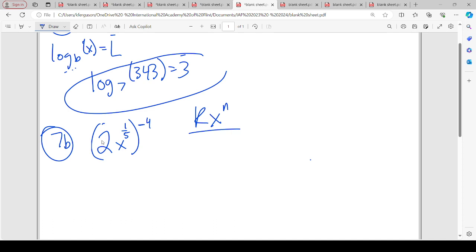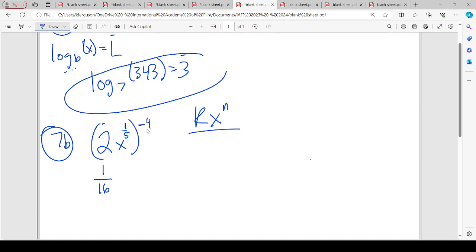So anyway, I got 2, yeah, because I did it yesterday. So I got 2 taken to the negative 1/4 power. That's going to be 1 over 16. The negative changes its position, 2 to the 4th power 16. 2 times 2 times 2 times 2. Now, so now I've got x to the 1/5 power taken to the negative 4th power. If I have an exponent taken to an exponent, what do I do?